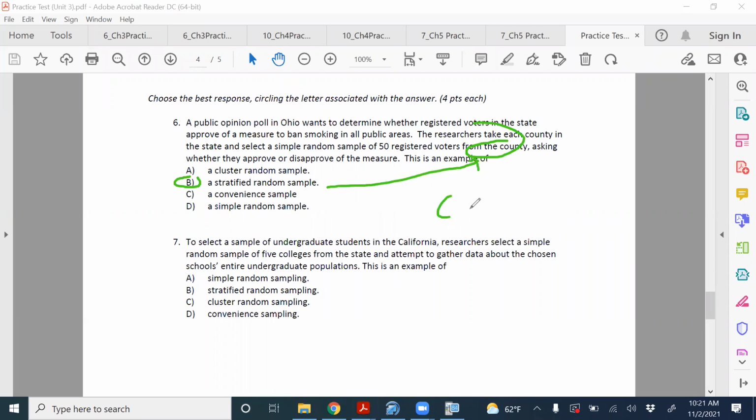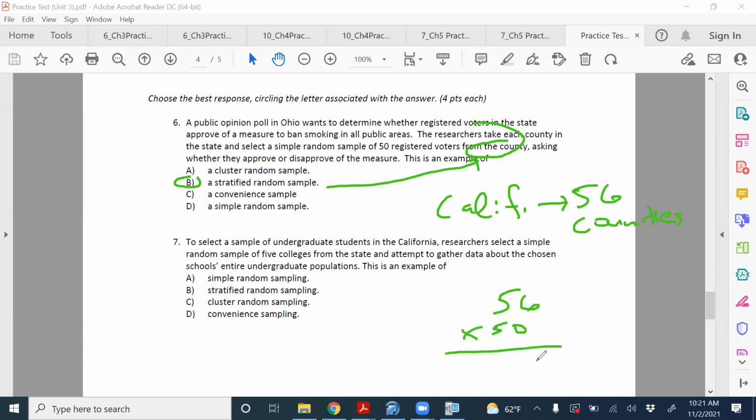So again, let's take a look at California, right? I think we have 56 counties. I'm not 100% sure. So if you did 56 times 50, yikes, I think it's 2,800 people. So you sample 2,800 people in the state of California, it's great.